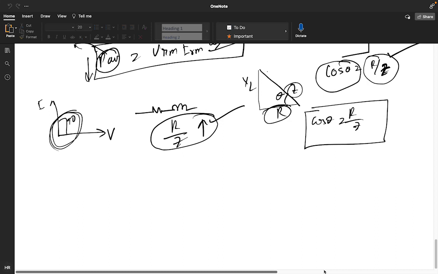Prasanna, any doubt or is it clear? Vaishnavi, is it clear? Yes, sir. Okay. If it is clear, then it's fine. Priyanka, for you, is it clear?